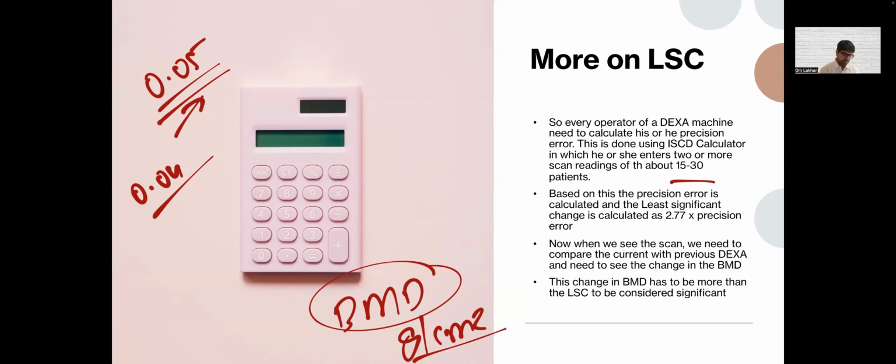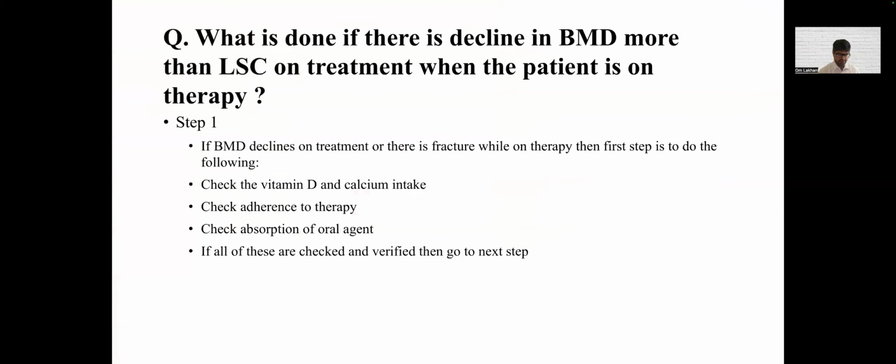On the other hand, let's say our change was 0.03 and the least significant change is 0.04. That means there is a change, but the change is less than the least significant change. That means the change is not significant and can be ignored. We can say that the BMD value is more or less the same, right? So this is how you generally use the least significant change.